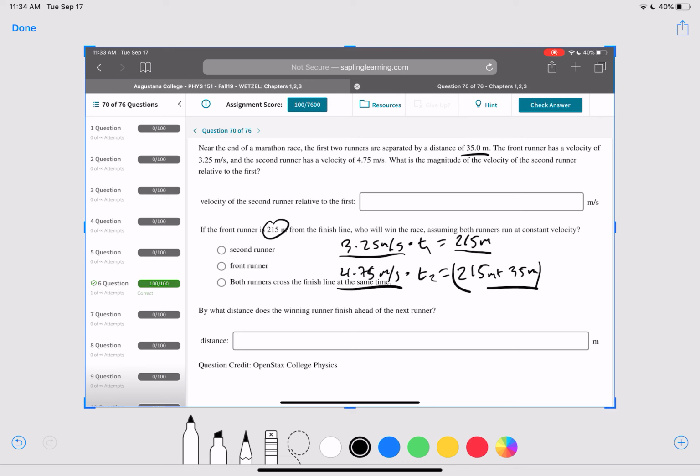By what distance does the winning runner finish? The difference in time will tell you the distance that separates them. So just solve for that.